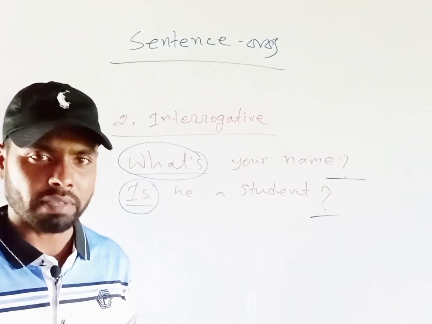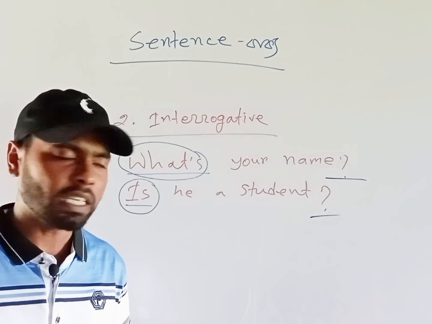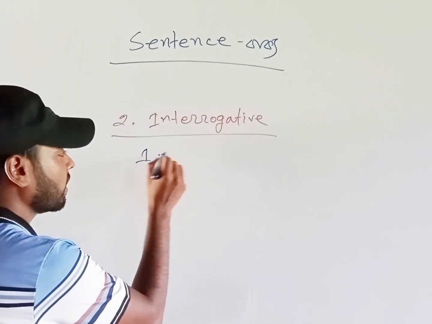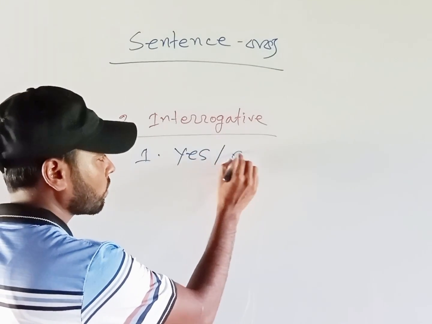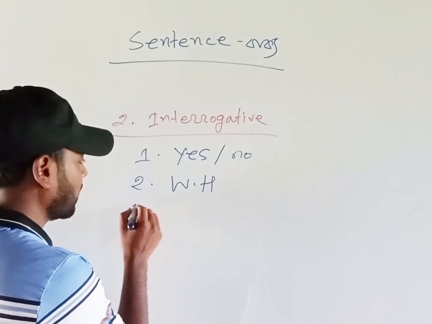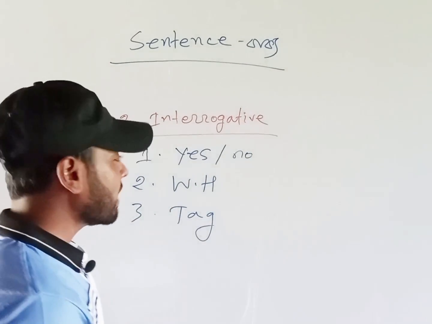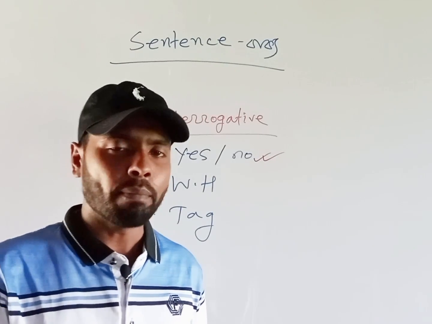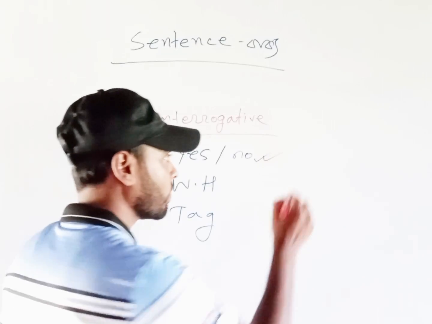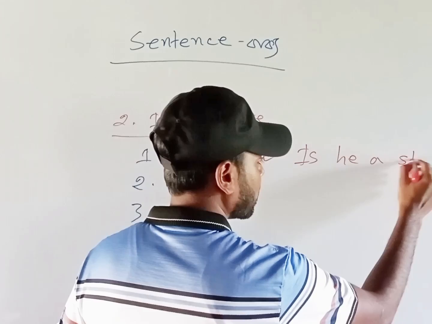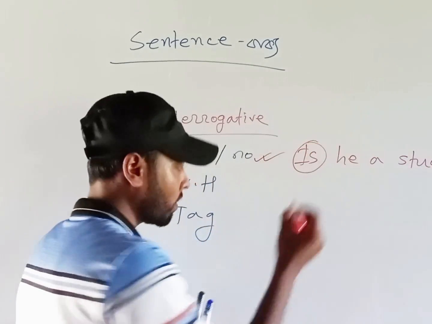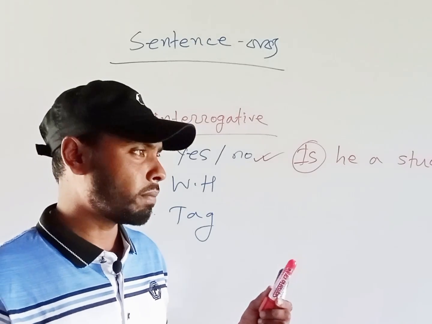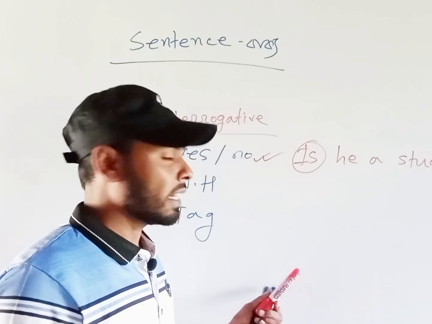We know that there are three kinds of interrogative sentence. Number one, yes no question. Number two, WH question. And number three, tag question. Yes no question. What is a yes no question? A yes no question is a question whose answer can be given by the word yes or no. For example, is he a student? Here its answer can be given by the word yes or no. If I say yes, that is yes, and if I say no, he is not a student, that is no.